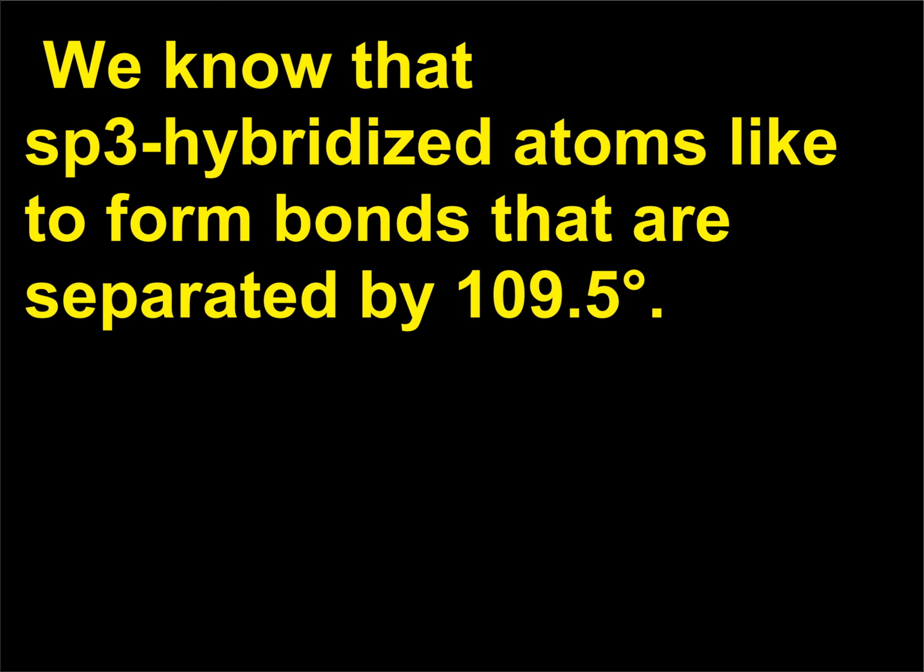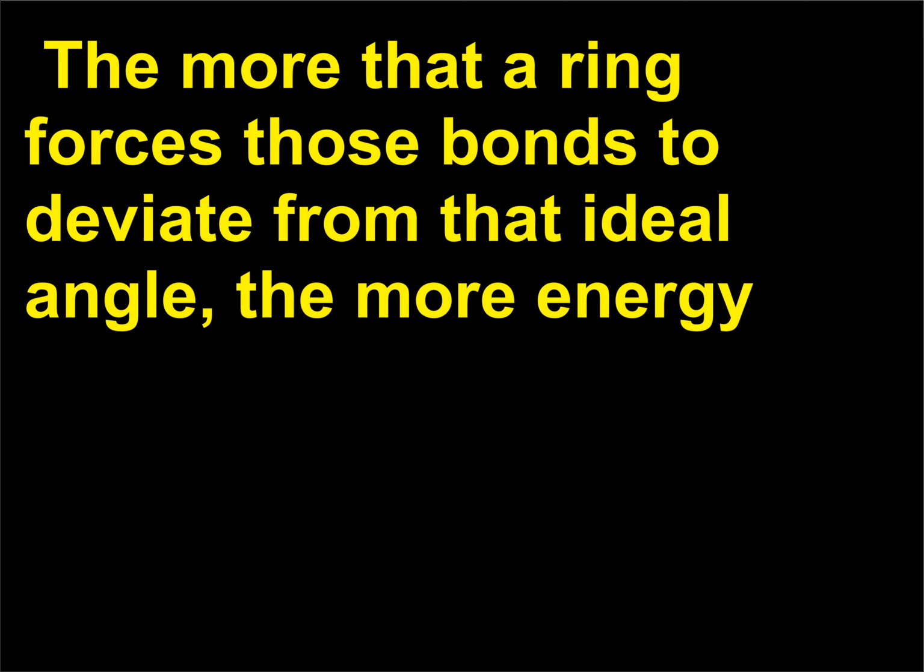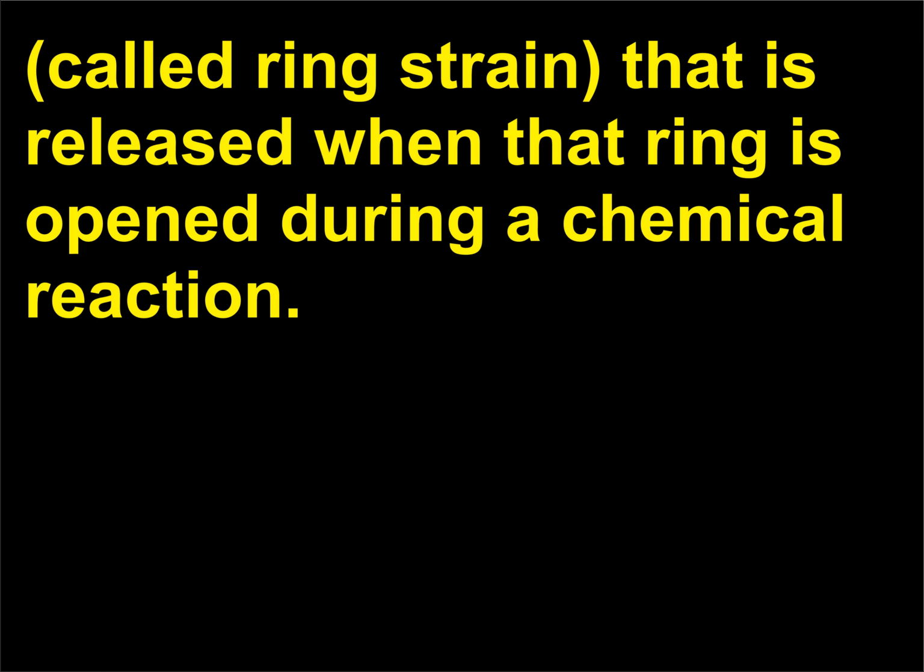We know that sp3 hybridized atoms like to form bonds that are separated by 109.5 degrees. The more that a ring forces those bonds to deviate from that ideal angle, the more energy, called ring strain, that is released when that ring is opened during a chemical reaction.